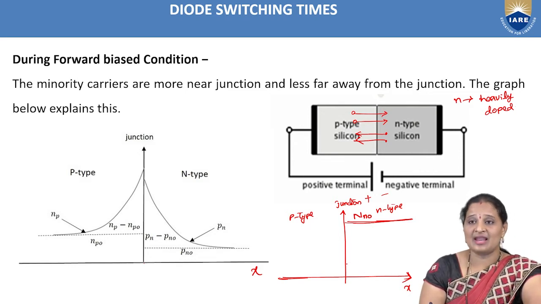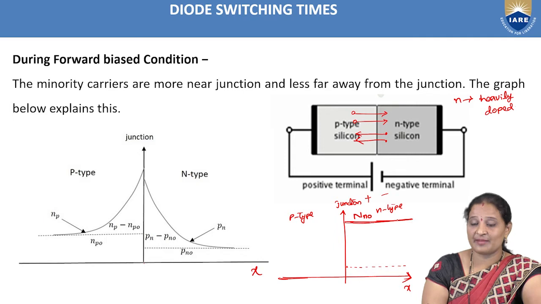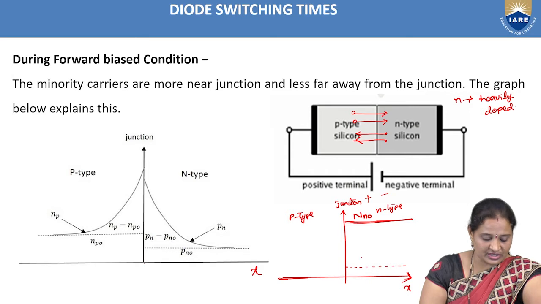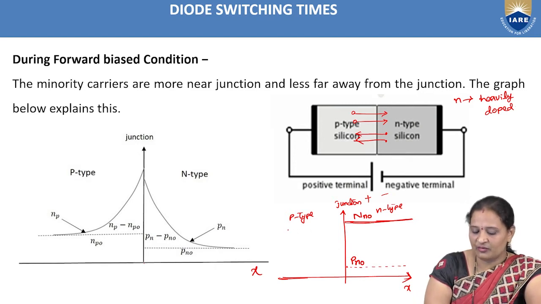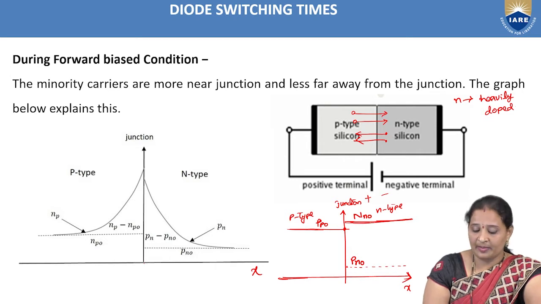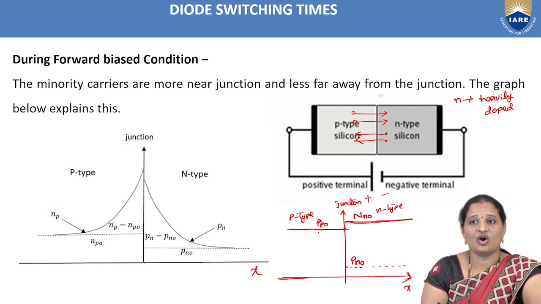And coming to the minority charge carriers in the n-type semiconducting bar, I am representing the minority carrier concentration with a dashed line, whereas the majority carrier concentration I am representing with a thick line. The minority charge carrier concentration in the n-type semiconducting bar is Pn naught. Next, coming to the p side, under equilibrium condition, the majority charge carriers in p-type are Pp naught, because the majority charge carriers in p-type material are holes.